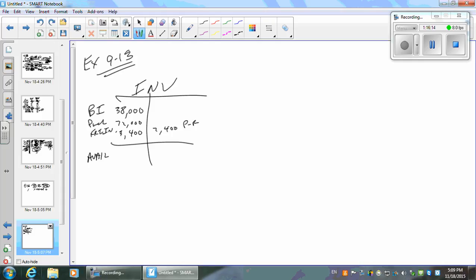Purchase returns and allowances. You guys with me on this? Does everybody agree? My beginning inventory plus my purchases plus my freight in less my returns and allowances, boom. And less my discounts, if I had any. Purchases 72. Started with 38, bought 72. Freight in is 3,400. Return and allowance is 2,400.